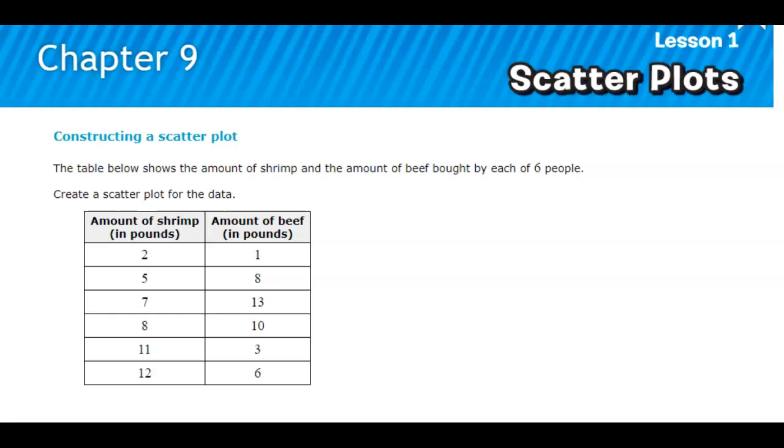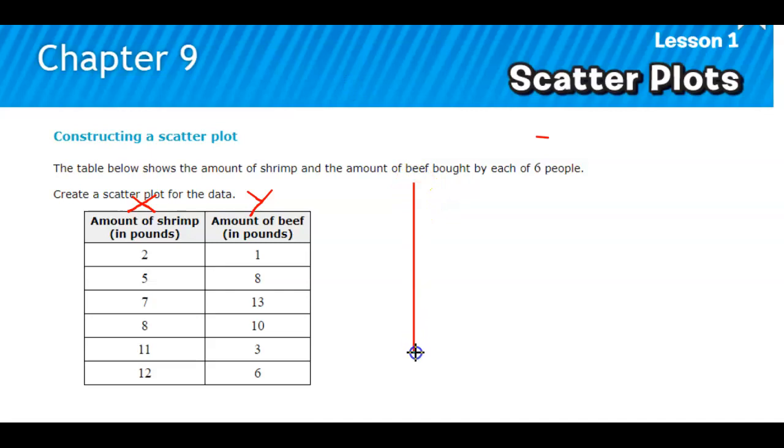Okay, number 1, constructing a scatter plot. The table below shows the amount of shrimp and the amount of beef bought by each of 6 people. Create a scatter plot for the data. Okay, so super easy section here, you guys. You're not going to have any problems whatsoever. Let's recall that this column here is X, all the X's, the X-axis, and this data here is going to go on the Y-axis. Okay, so we are going to create a scatter plot.